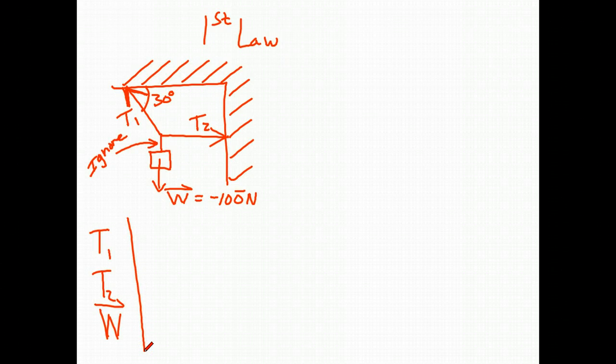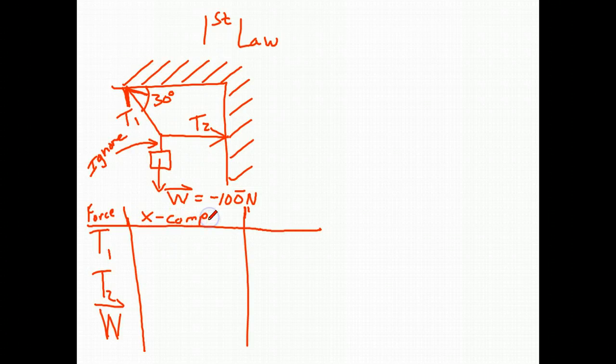To solve for T1 and T2, I need the components of each vector. I need the x component, and of course I need the y component. Now I like to fill in all the ones that are easy first. The weight is hanging straight down, so there is no x component. The y component would then be negative 100 newtons.